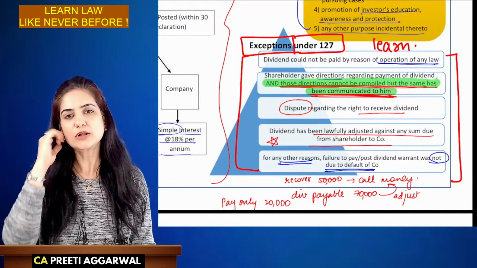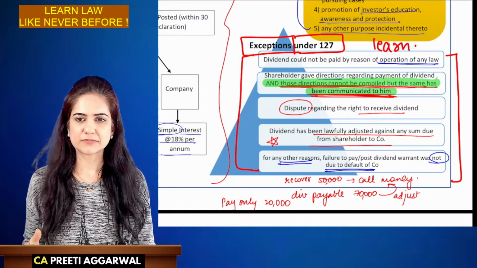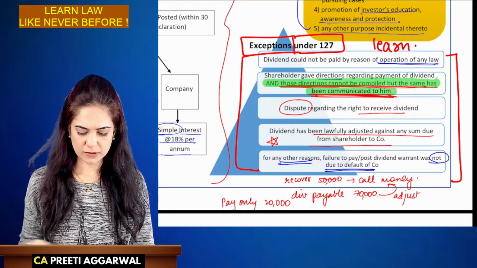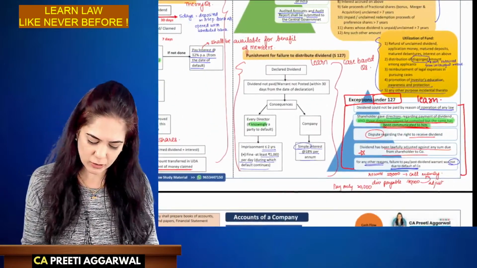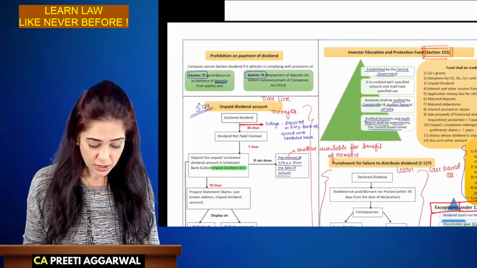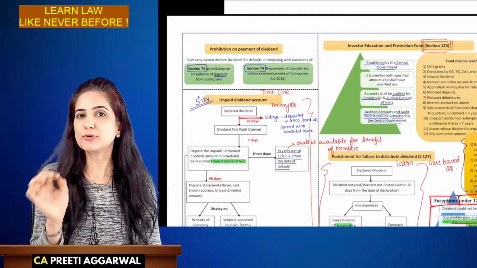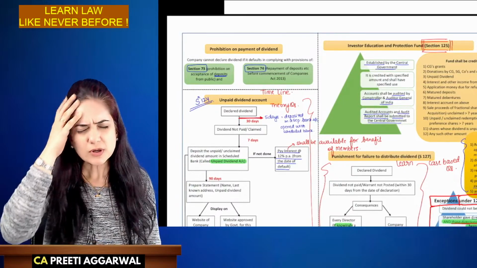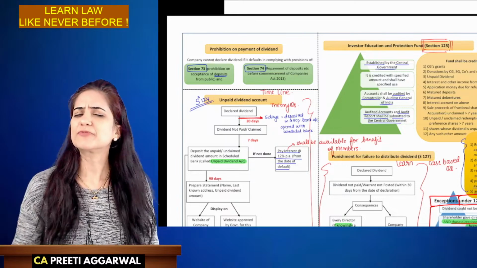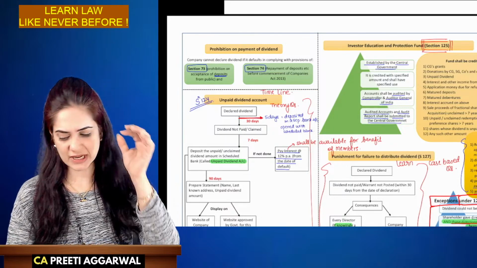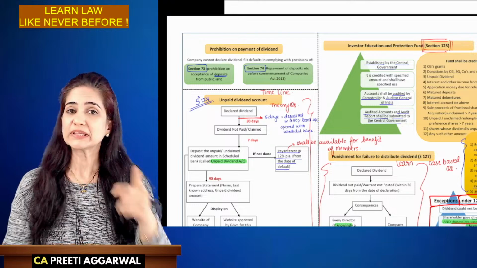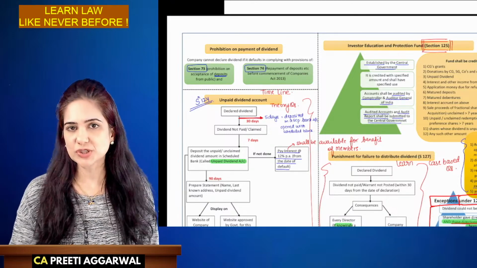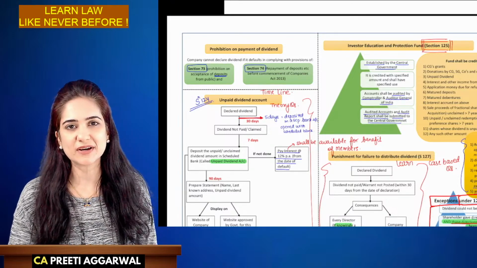So a very small chapter, students. But I have simplified all the provisions for you. If you study the chart book well, I'm telling you, each and every concept will be revised and everything has been simplified for you. You can still purchase a soft copy of this chart book from my website, capreetiaggarwal.com.